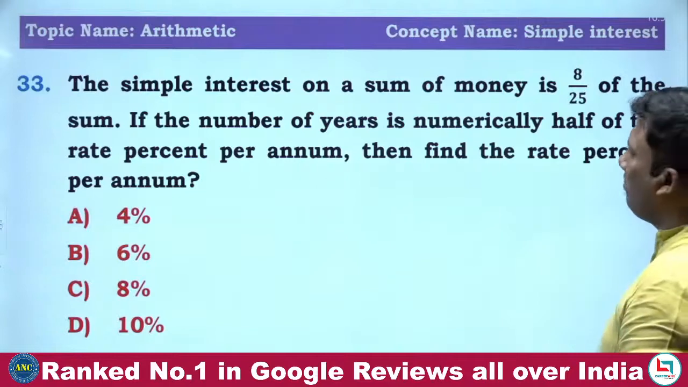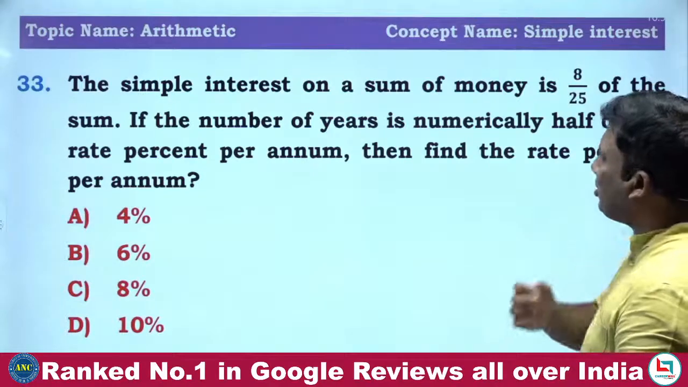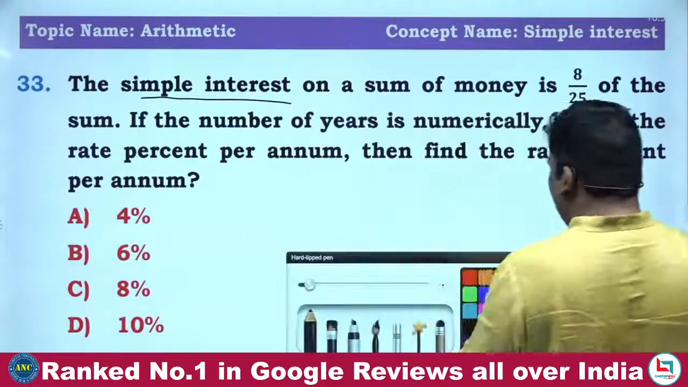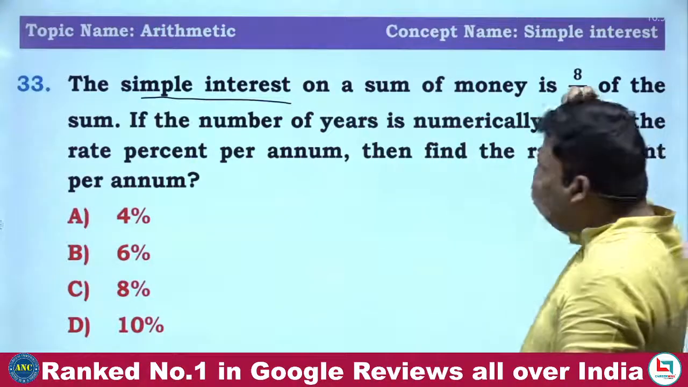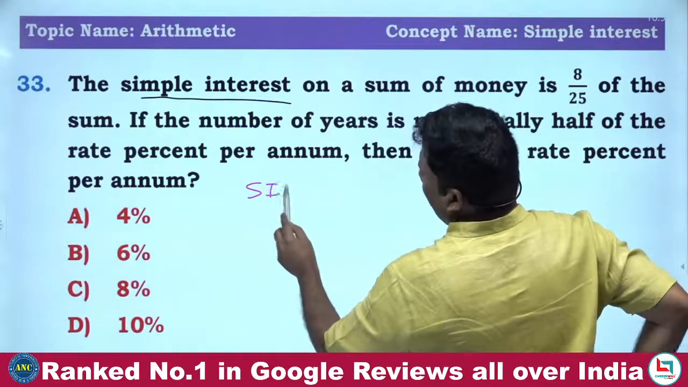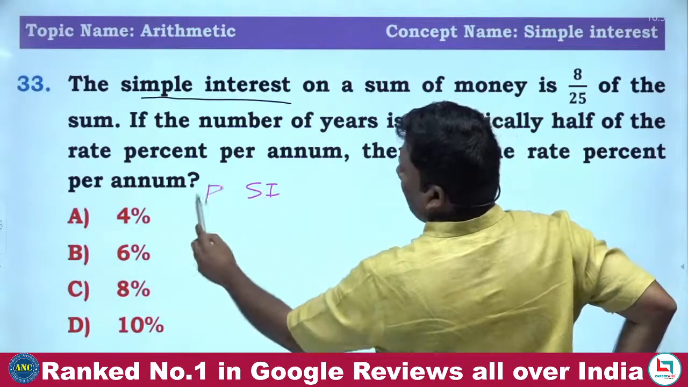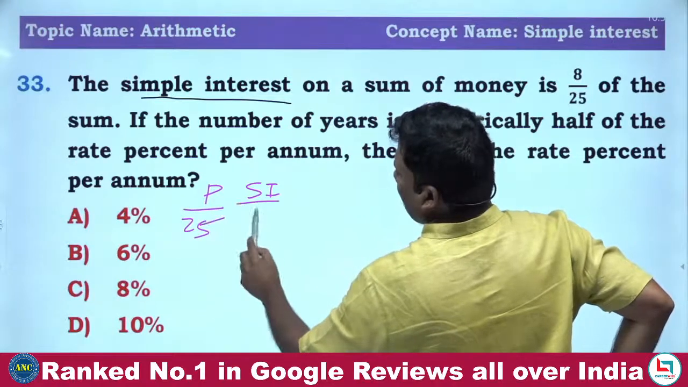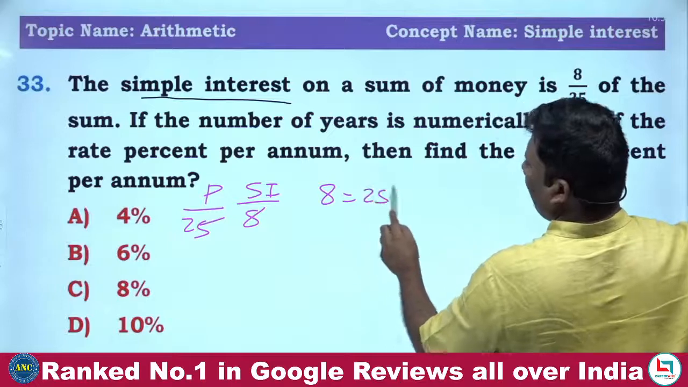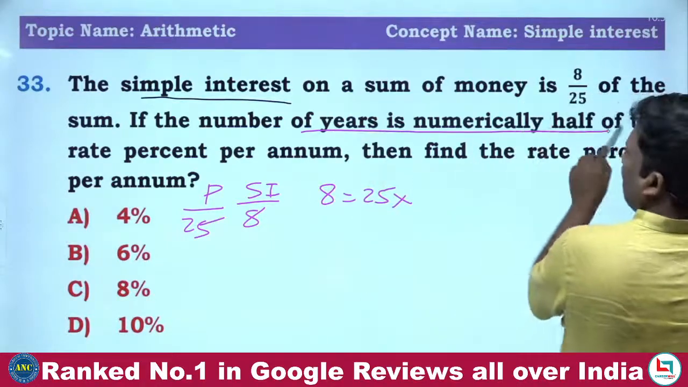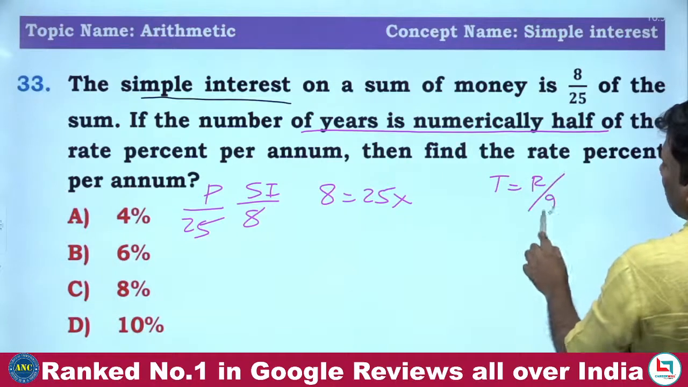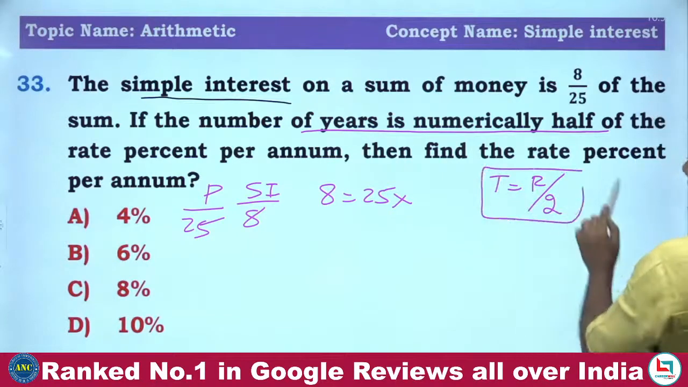Next one, simple interest. Simple interest on a certain sum of money. These are some of the very, very important previous year models, sir. Simple interest on a certain sum of money is 8 by 25th of the sum. Principal is 25, simple interest is 8. 8 is equivalent to 25 into... The number of years is half of the rate of interest.